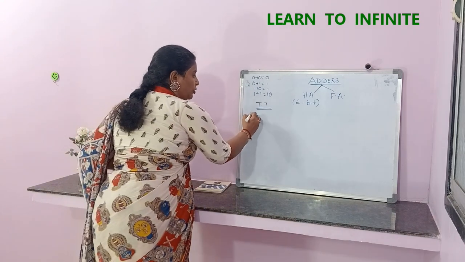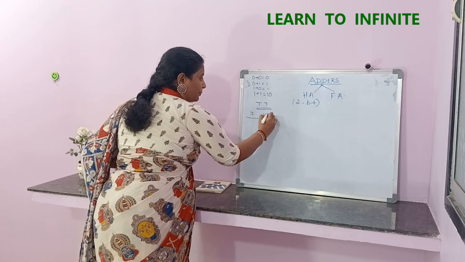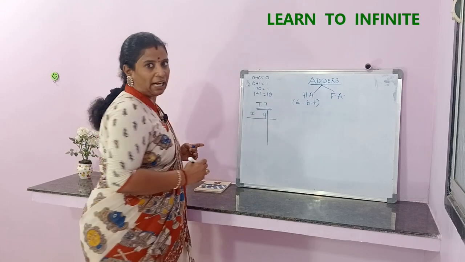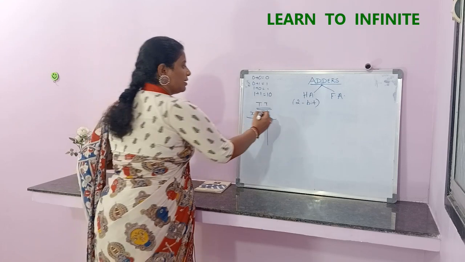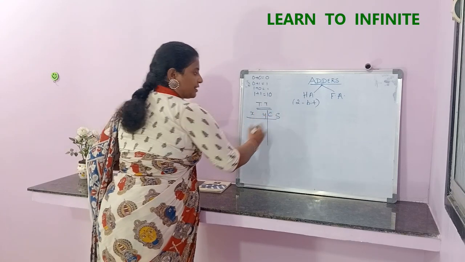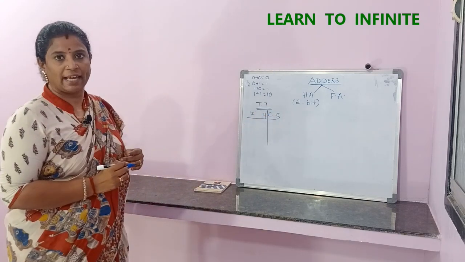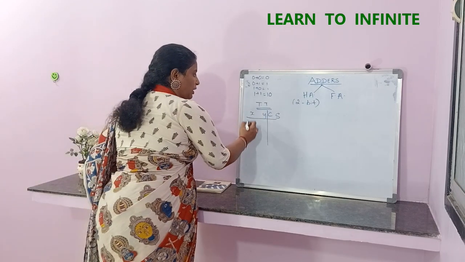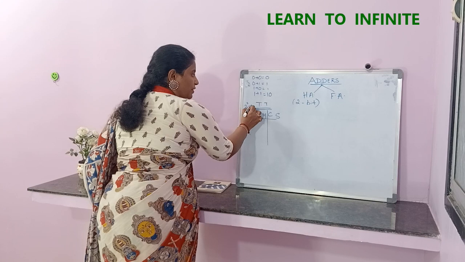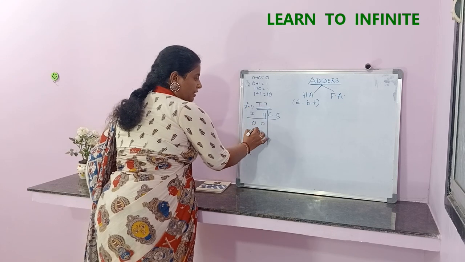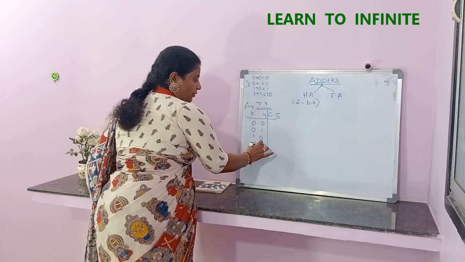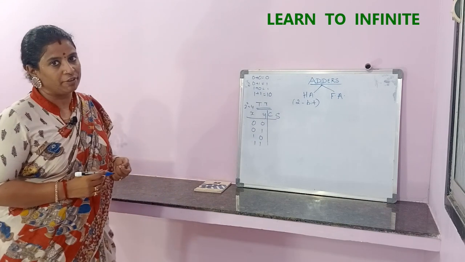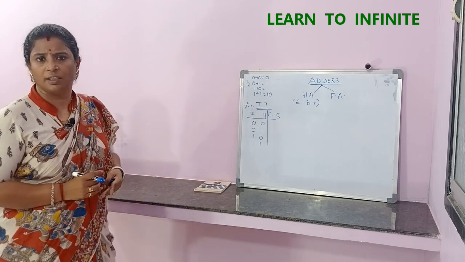So in the truth table you have x, y, and for addition you will have sum and carry. Sum is your result, and carry is what you are going to carry on to the next bit. What are the possible combinations? Being 2 bits, 2 power 2 gives 4 combinations: 0 0, 0 1, 1 0, 1 1. These are the possible combinations of 2 bits. Other than this there is no other combination.